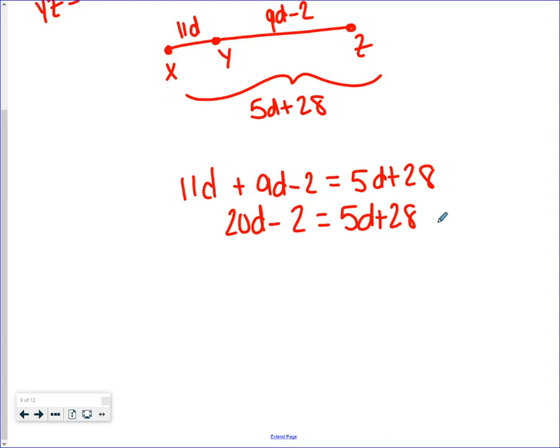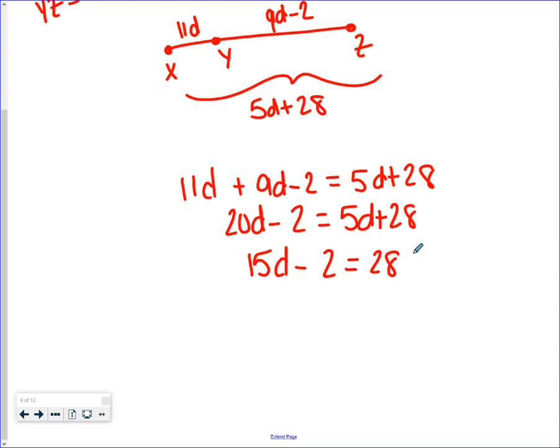Here's where you guys could have done whatever you wanted to do. You could have subtracted 20D. You could have added 2. You could have subtracted 5D. You could have subtracted 28. You guys all could have done any of those and it would have probably still been right. Here's how I prefer to do it. I prefer to get the variable together first, the letter, and I prefer it to be positive. Most people work better with positives than negatives. So what I'm going to do is subtract 5D from both sides, right? So I would end up with 15D minus 2 equals 28.